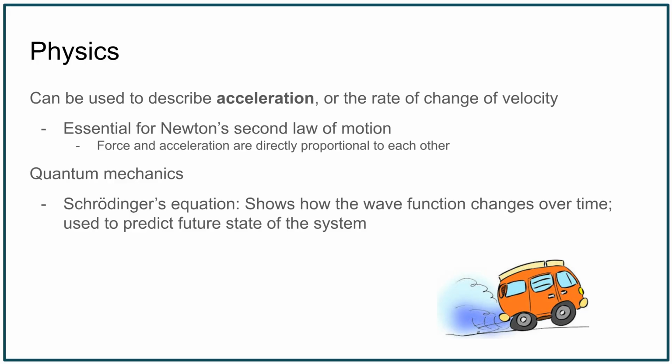The second derivative is also essential for Newton's second law of motion, where force and acceleration are directly proportional to each other. And in quantum mechanics, the second derivative plays a key factor in Schrodinger's equation and represents the kinetic energy of the particle. It shows us how the wave function changes over time and can be used to predict future state of the system.